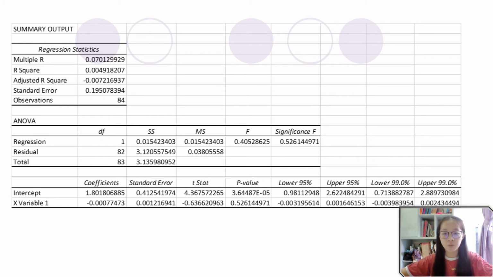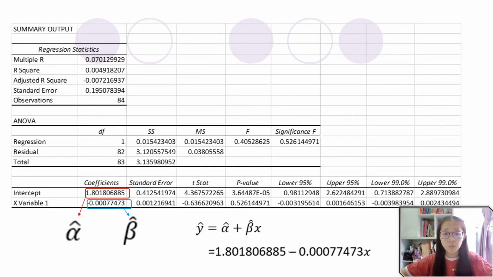The first question needs us to find the linear regression model. This is the equation for the linear regression model. So what is the value for alpha and beta? Based on this summary output, the intercept coefficient means alpha, while the X variable coefficient means beta. After we substitute the values into the equation, we know that a unit increase in biochemical oxygen demand (BOD) leads to a 0.000774773 unit decrease in synchronized fluorescence spectra (SFS).